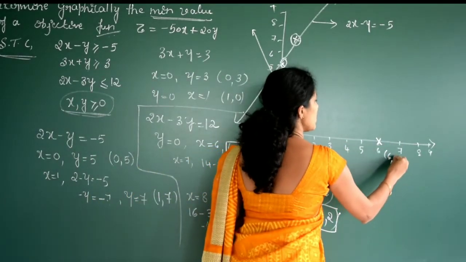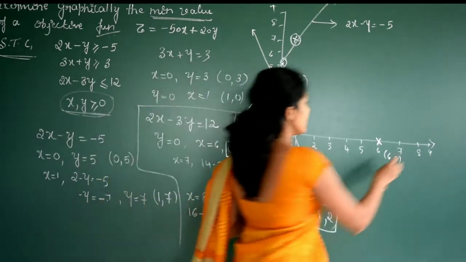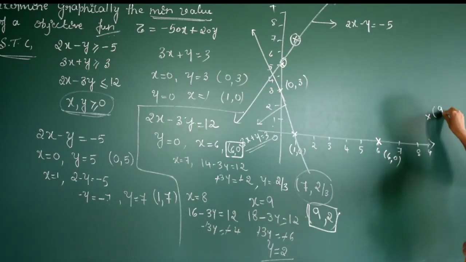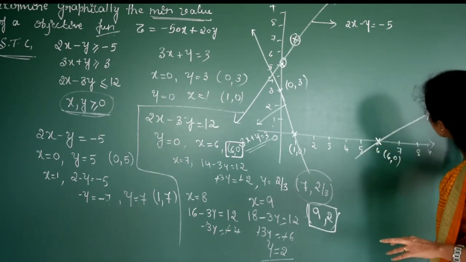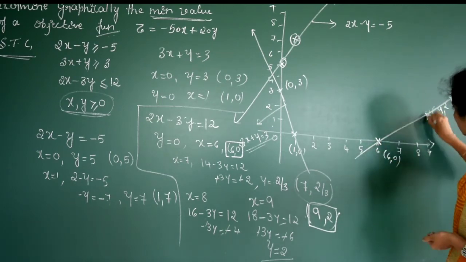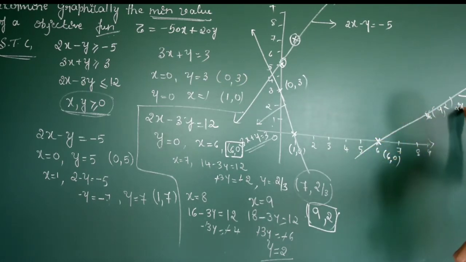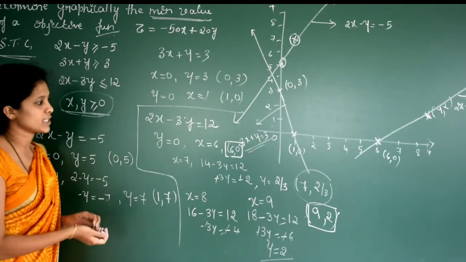So this is 6, 0. Next point is 9, 2. x is 9 and y will be 2, somewhere here, right? So this is 9, 2. Is it clear? So now we will draw the line. So this is the line. Which line is it? This is now 2x minus 3y is equal to 12. Now we need to find the solution region for this one.